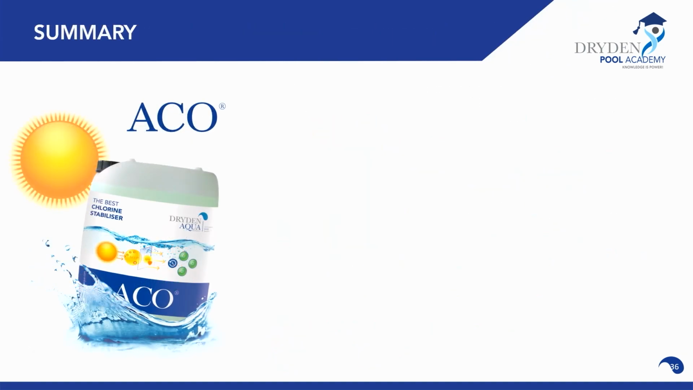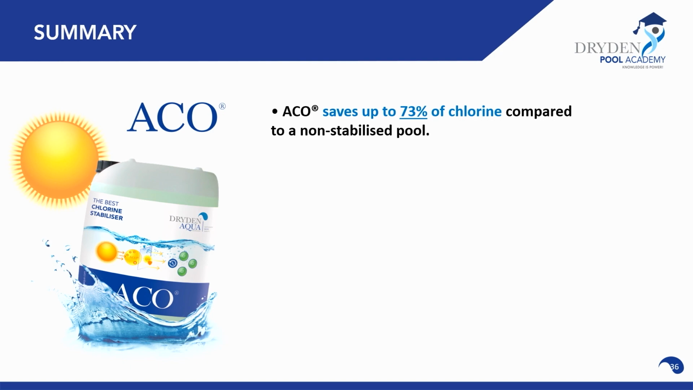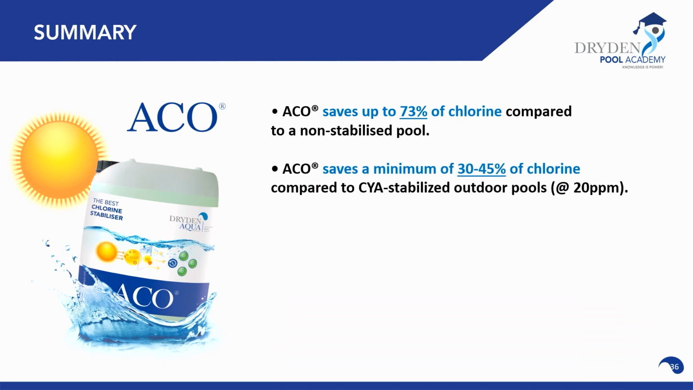So to remember the summary, ACO was able to save them 73% of chlorine compared to the non-stabilized pools. And 30 to 45, average 40% of chlorine compared to the cyanuric acid pools at 20 ppm.